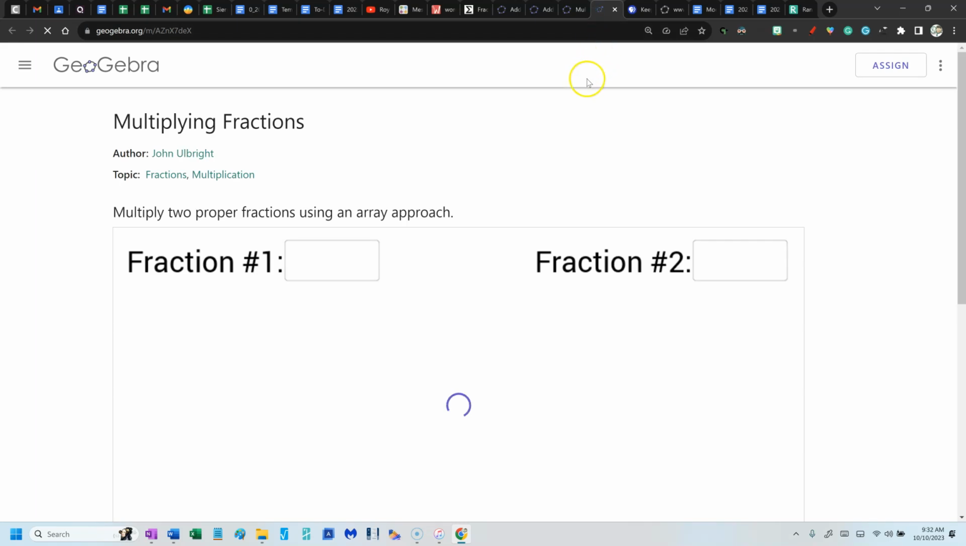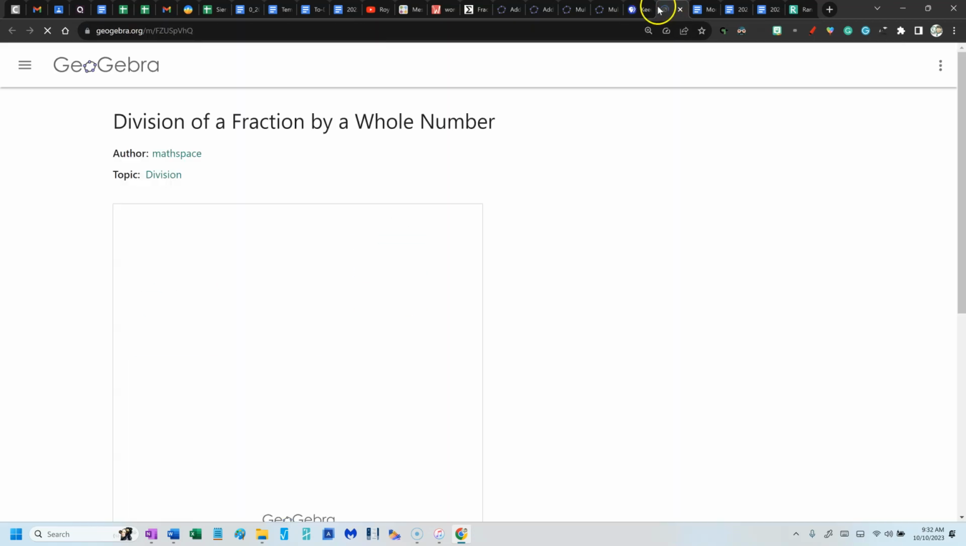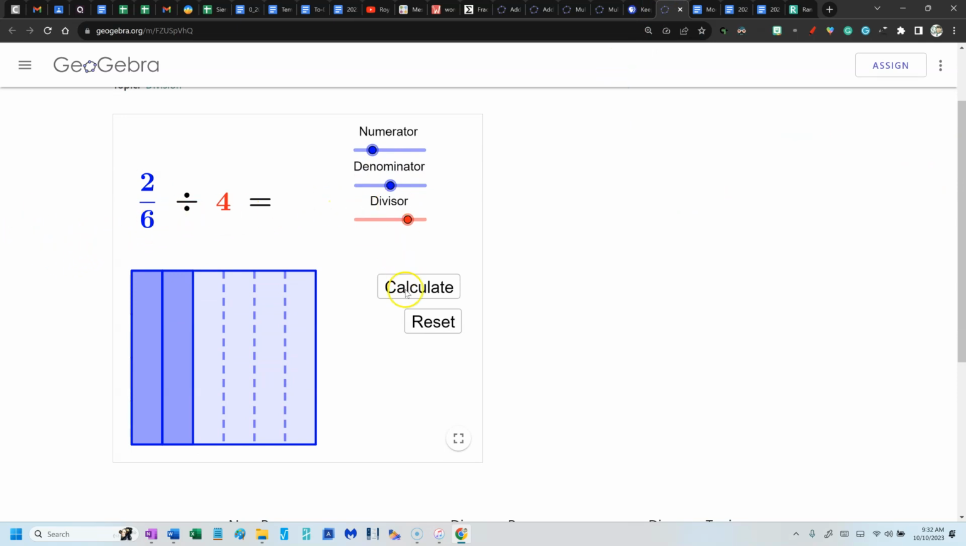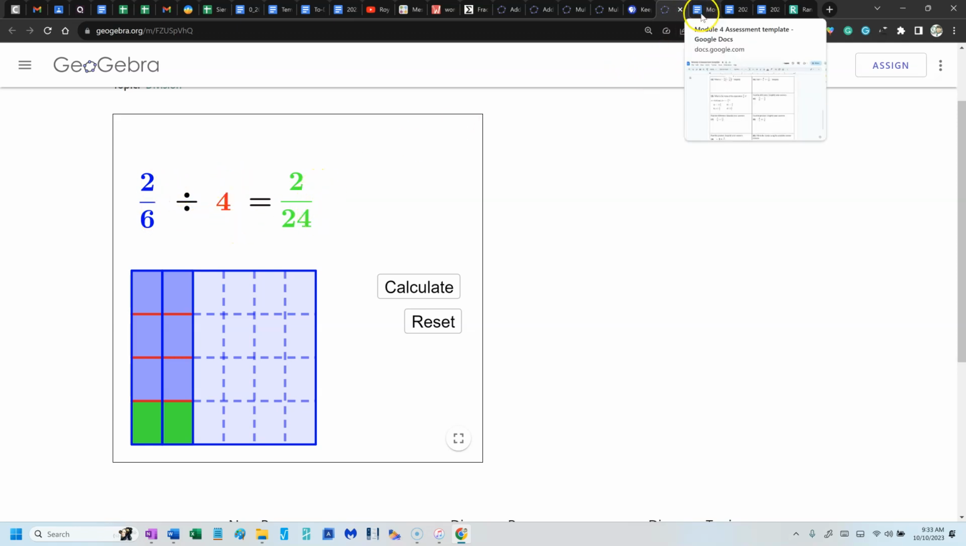What about dividing fractions? Well, you can think about keep, change, flip. Or you can think about the reciprocal, right? Here's a little example. If you divide 2/6 into four sections, you get 4/24, which is the same thing as times 1/4. I can't write on this right here. It won't let me. But 2/6 times 1/4, place it down here. You guys all see that? 2/6 times 1/4 would be the same. So I'm trying to give you some concept of that.